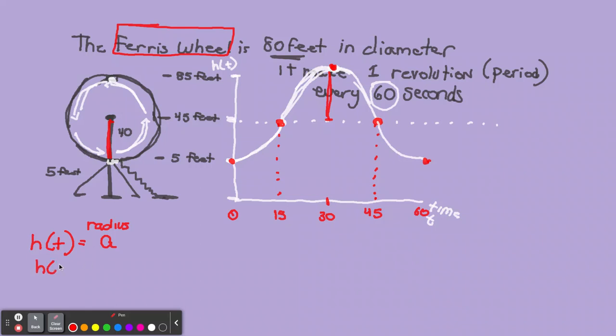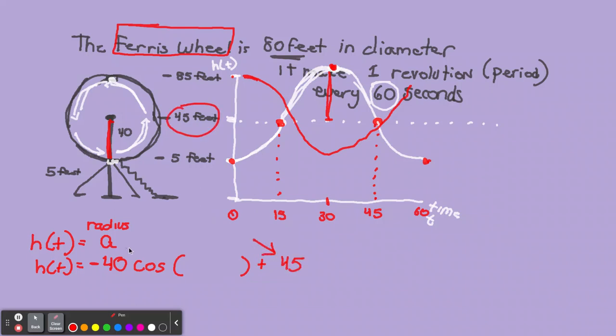So now we can say h of t equals, and since we're doing an upside down cosine, remember, cosine will start from here and go this way, but we're doing it the opposite, so we're going to say negative. And the amplitude we said was 40, so we're saying negative 40 cosine. That's what we're using, cosine. And we have our parentheses here. Okay, and then we're going to put the midpoint here, which we said was 45 feet. So you put the midpoint here, the amplitude here, or the radius, and then use cosine or sine.